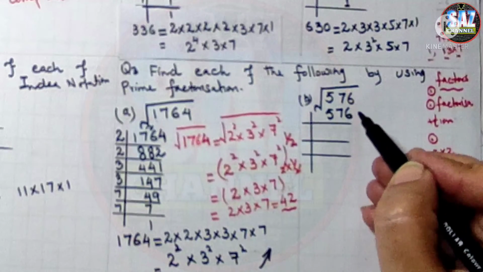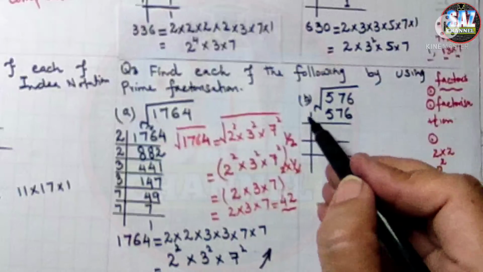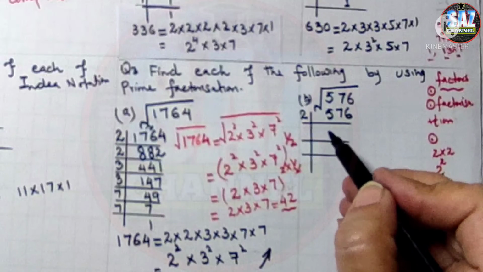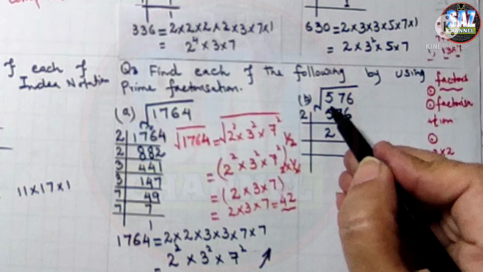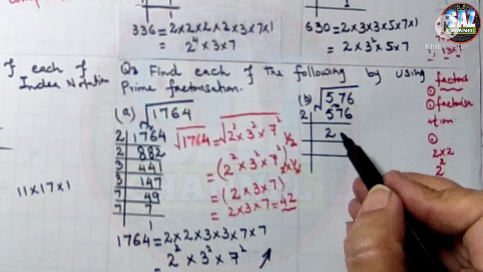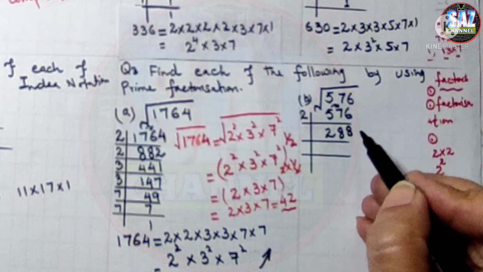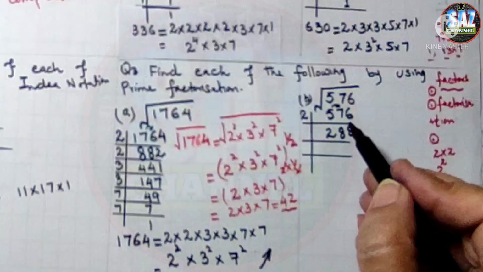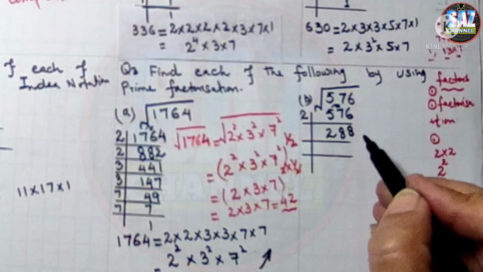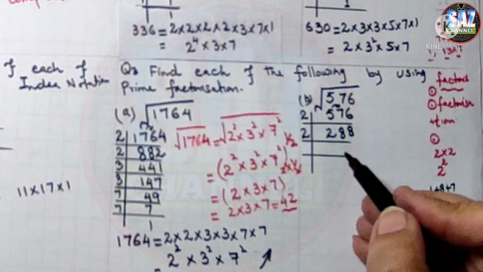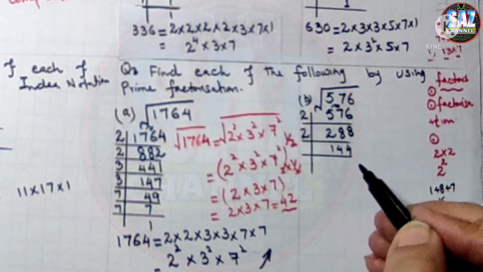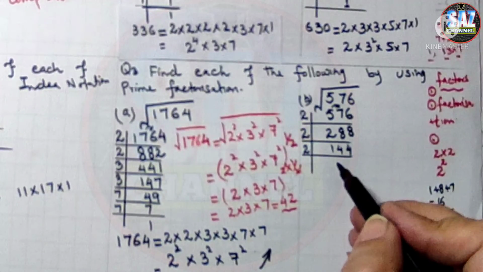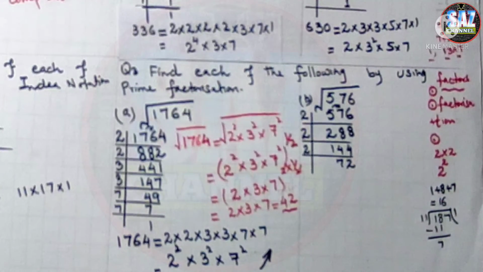Again, the unit digit is 6, which is even, so I can divide this number easily by 2. 2 2s are 4, 2 8s are 16, and 2 8s are 16. Again, the unit digit is even, a multiple of 2, so I can divide this number easily by 2. Again the unit digit is 4, so we can divide it easily by 2.